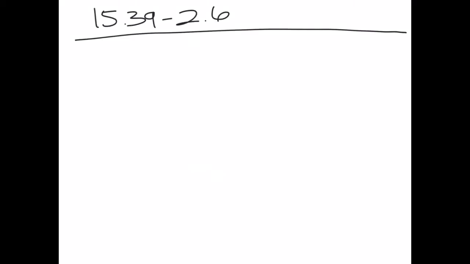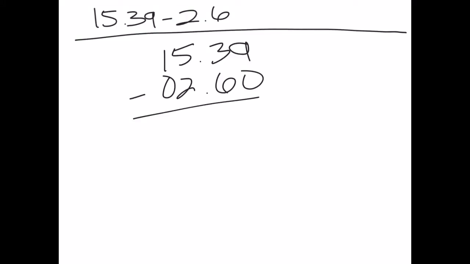To subtract decimals, you also have to make sure all the decimals are lined up. So we're going to subtract 15.39 minus 2.6. 9 minus 0 is 9.